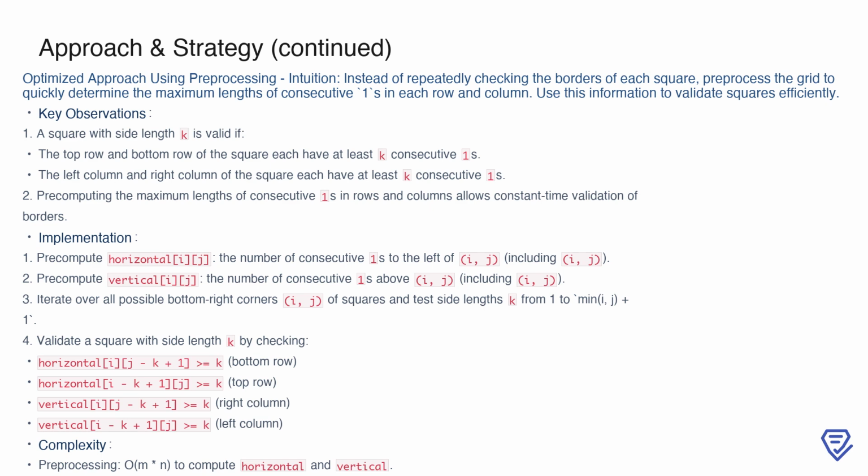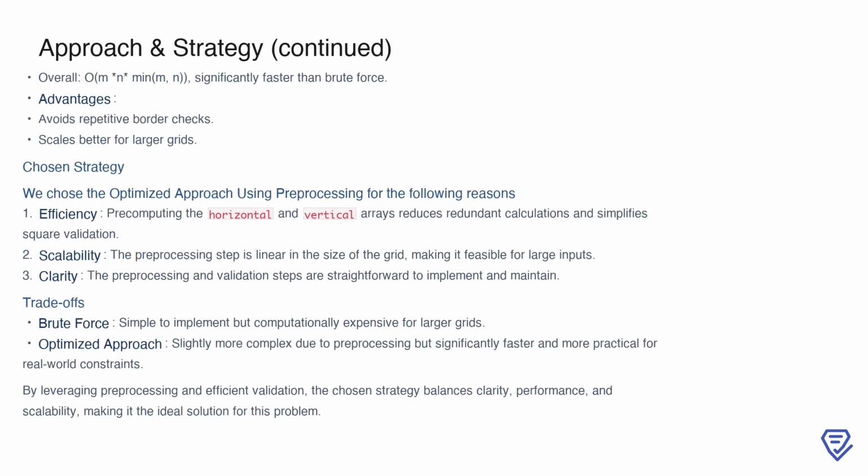This significantly reduces the computational overhead compared to brute force. Overall, the optimized approach achieves a time complexity of O(m*n*min(m,n)), which is a substantial improvement over the brute force method. This efficiency comes from avoiding repetitive border checks and leveraging the pre-computed horizontal and vertical arrays for rapid validation.